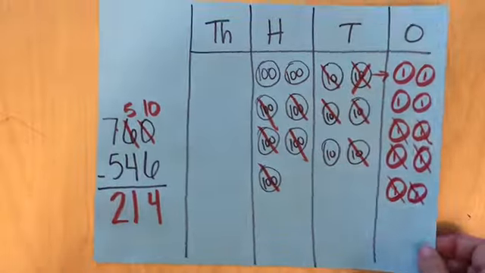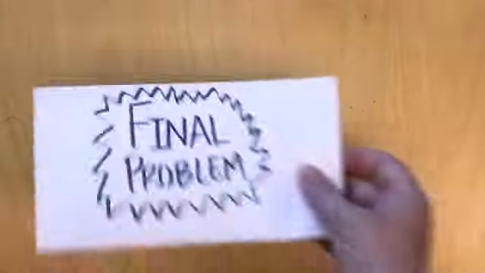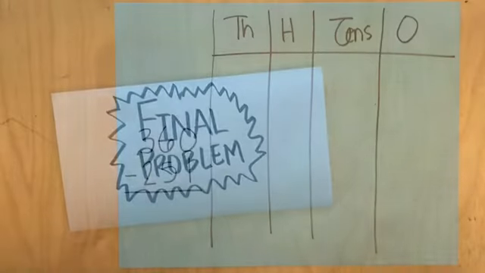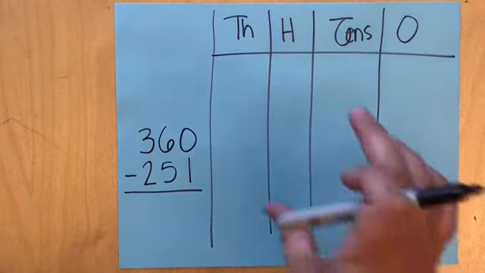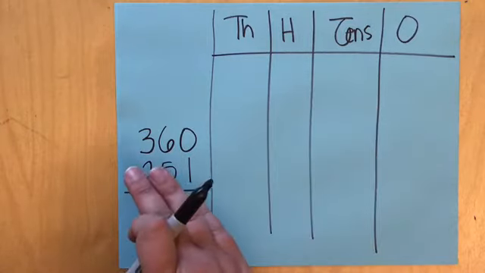Okay, now we're ready for the final problem. Final problem. All right, here is your final problem. 360 take away 251. You can imagine the 360 being whatever you would like and taking away 251 of that. Then you're going to show it on your place value chart and your standard algorithm.